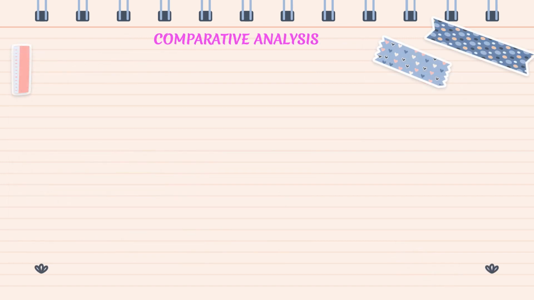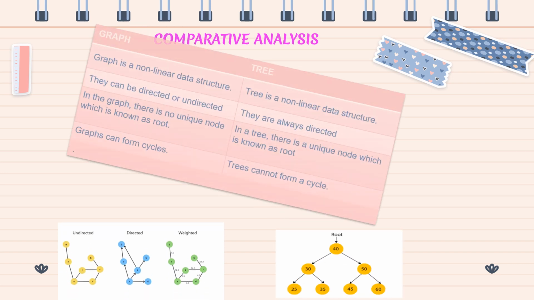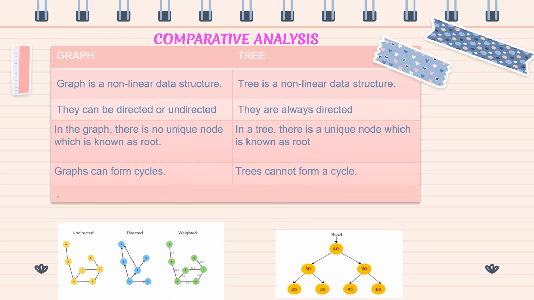The comparative analysis between a graph and a tree is as follows. A graph is a nonlinear data structure, whereas a tree is also a nonlinear data structure. Graph can be directed or undirected, whereas the tree is always directed. In the graph, there is no unique node known as root node. However, in the tree, we have a unique node, which is known as root. Graphs can form cycles, whereas trees cannot form a cycle.